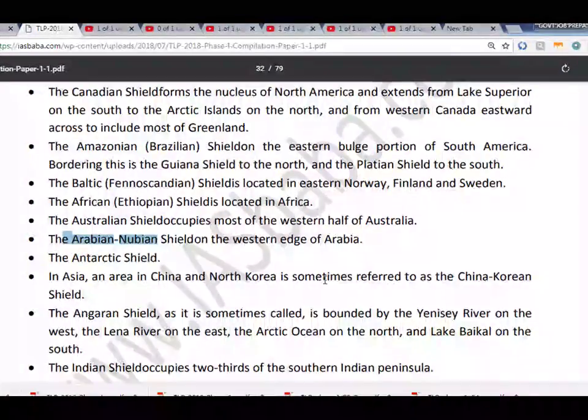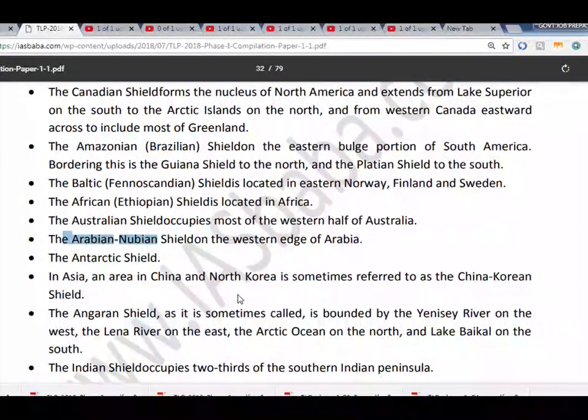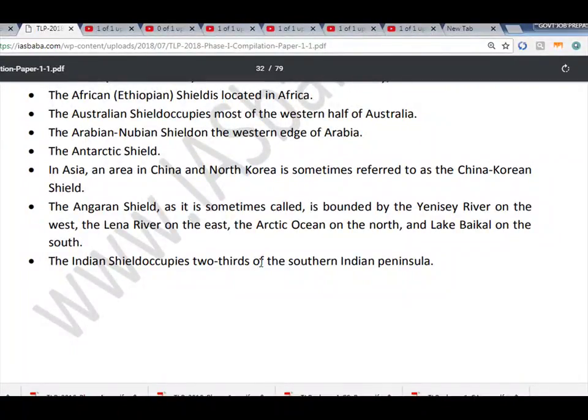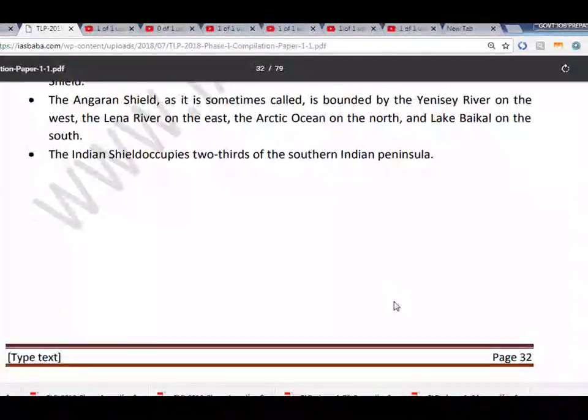The Angara Shield, as it is sometimes called, is bounded by the Yenisei River on the west, the Lena River on the east, the Arctic Ocean on the north, and Lake Baikal on the south. The Indian Shield occupies two-thirds of the southern Indian Peninsula.